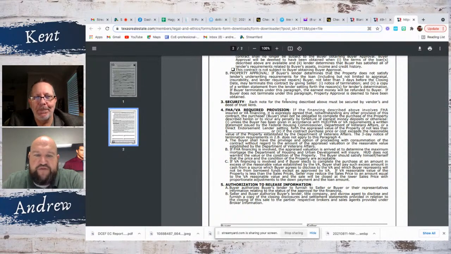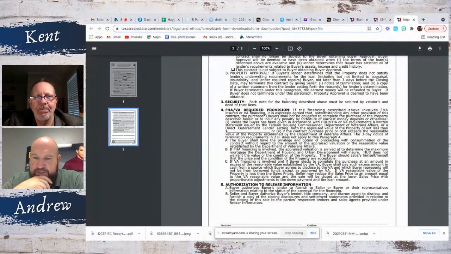Correct. If FHA financing is involved, the appraised valuation is arrived at to determine the maximum mortgage the Department of Housing and Urban Development will insure. HUD does not warrant the value or the condition of the property. The buyer should satisfy himself or herself that the price and the condition of the property are acceptable. Again, just saying, hey, we're not reviewing this house. You need to go make sure it looks good and you're happy with it. If VA financing is involved and if the buyer elects to complete the purchase at an amount in excess of the reasonable value established by VA, buyer shall pay such excess amount in cash from the source which buyer agrees to disclose to the VA, which buyer represents will not be borrowed from except as approved by VA.